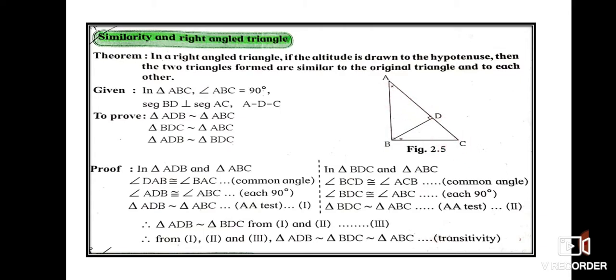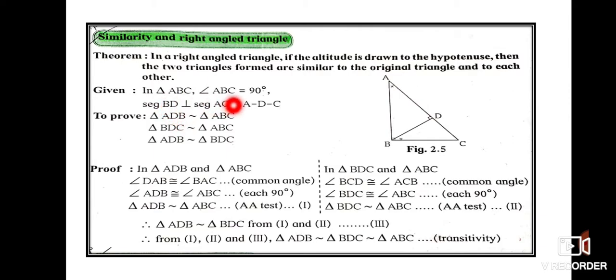That means because of this altitude BD, now you can see three right angle triangles. One is ABC, which is a right angle triangle. The second one is ADB, that is also a right angle triangle, and the third one is BDC, that is also a right angle triangle. So by drawing this altitude, you get three right angle triangles, and we have to prove that all these three triangles are similar to each other. So that is what we have over here.